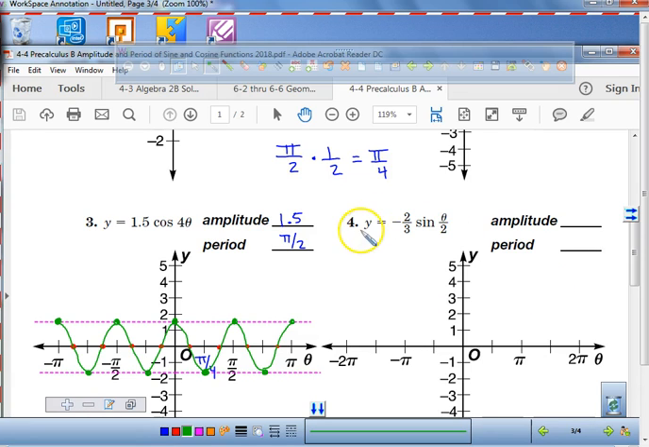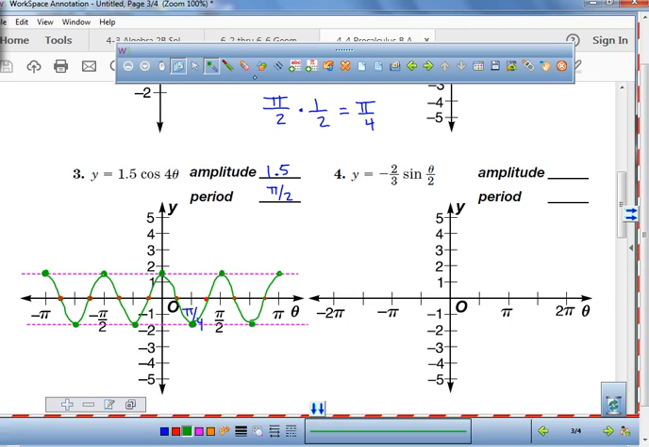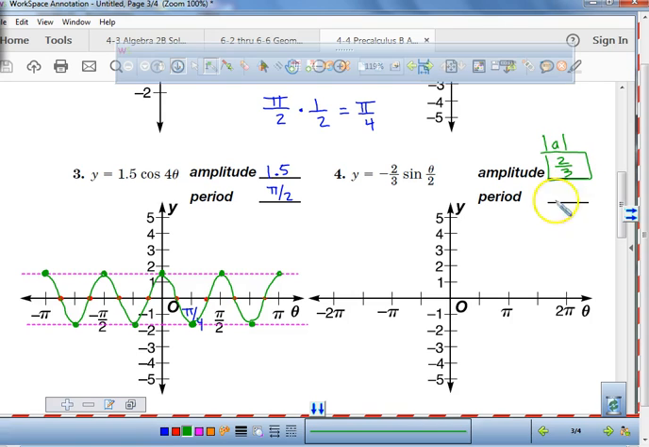You're going to do problem number 4 the exact same way. Right now I will help you with the amplitude and the period, but that's going to be it, and I'll give you time to work on that on your own. The amplitude is the absolute value of your A value. Our A value is negative 2/3, so our amplitude is a positive 2/3.